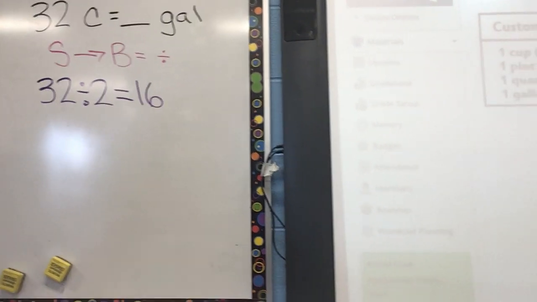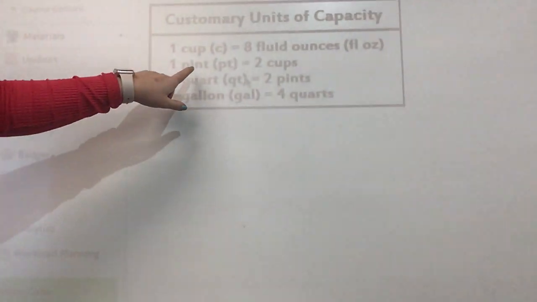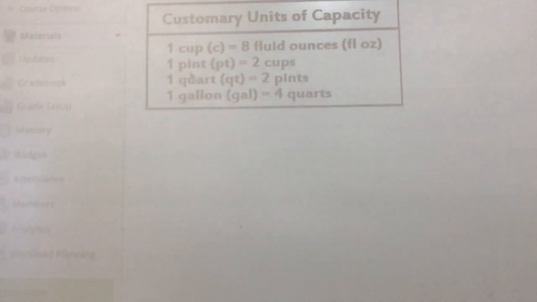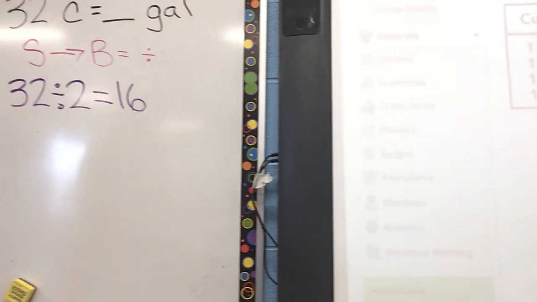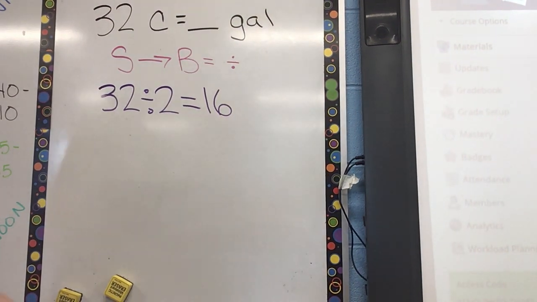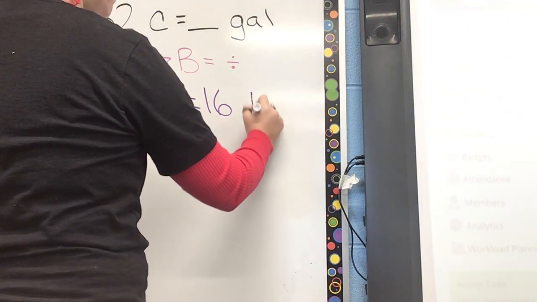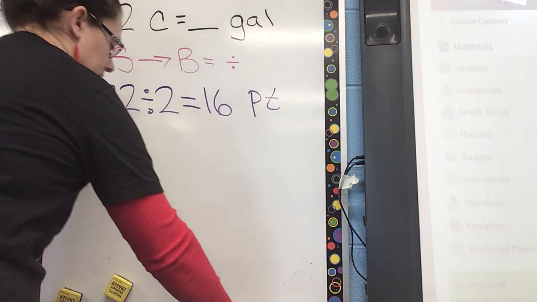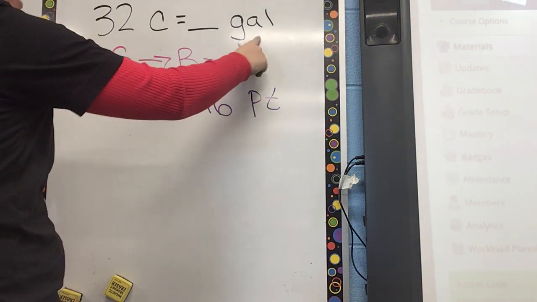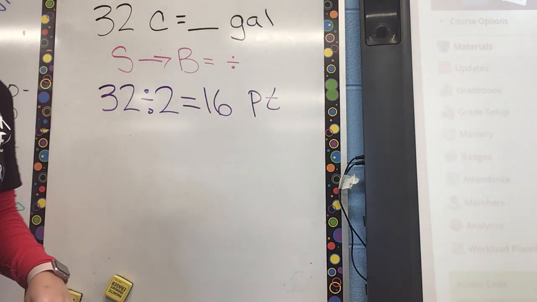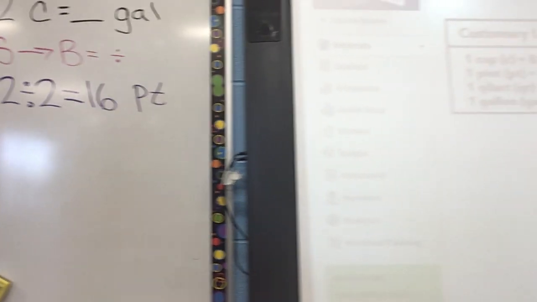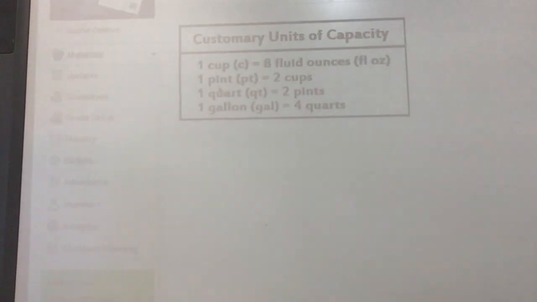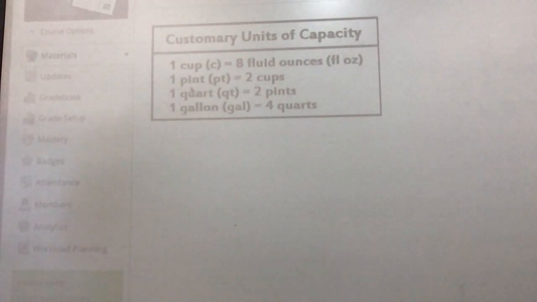And that's 16 gallons? Nope, not yet. That's only 16 pints. All right, so I got a little closer. That's 16 pints. And PT is our abbreviation for pint. But am I there yet? They want gallons. Do I have gallons yet? No. So let's see, can I change those pints into something closer to gallons?